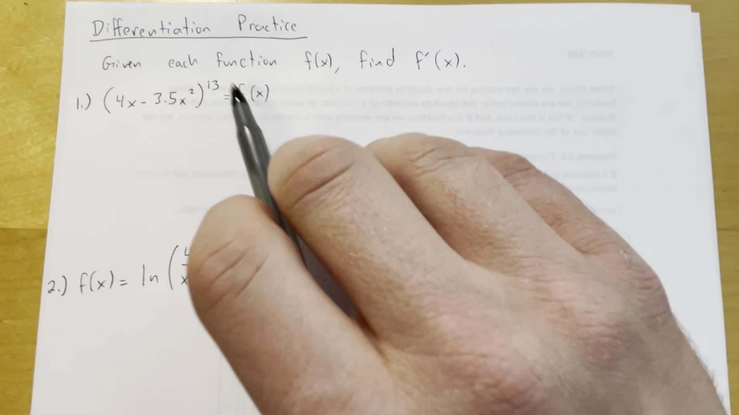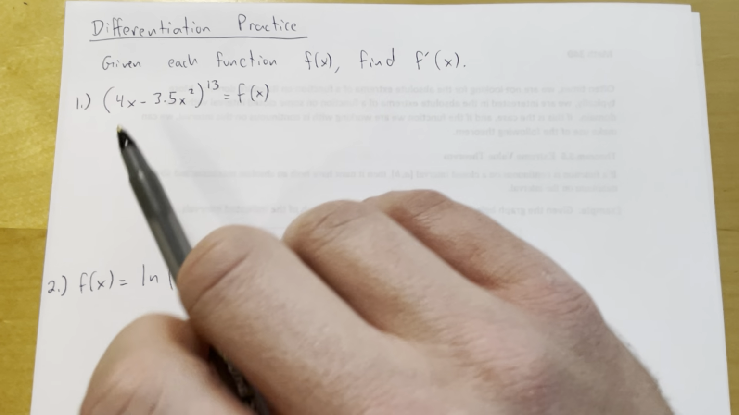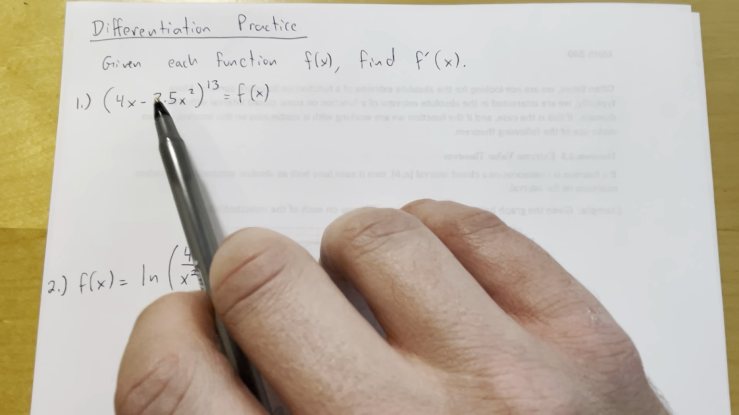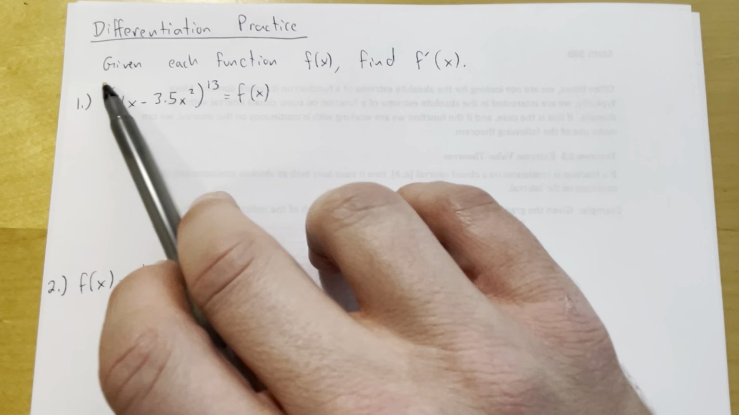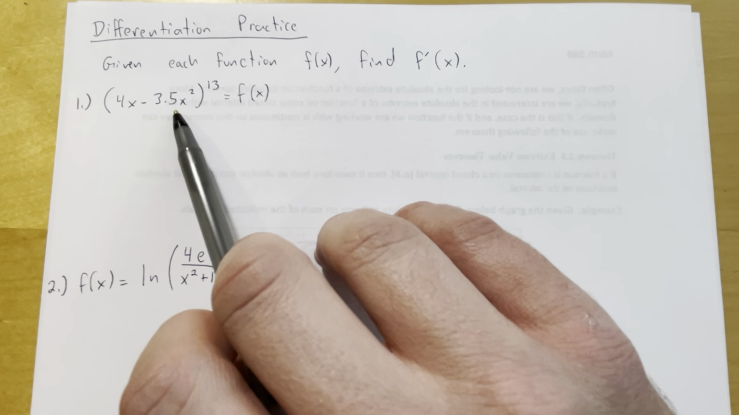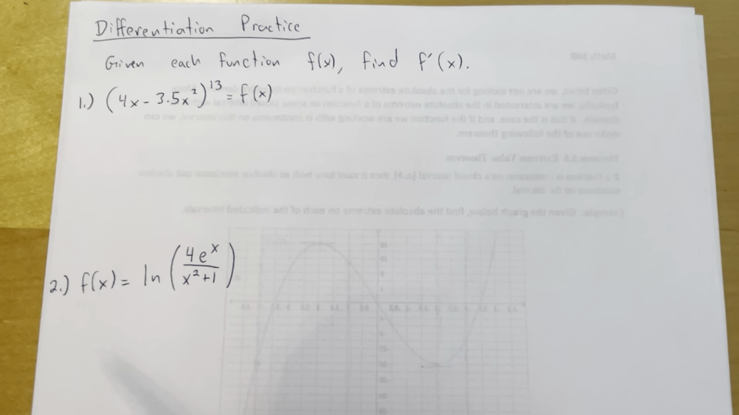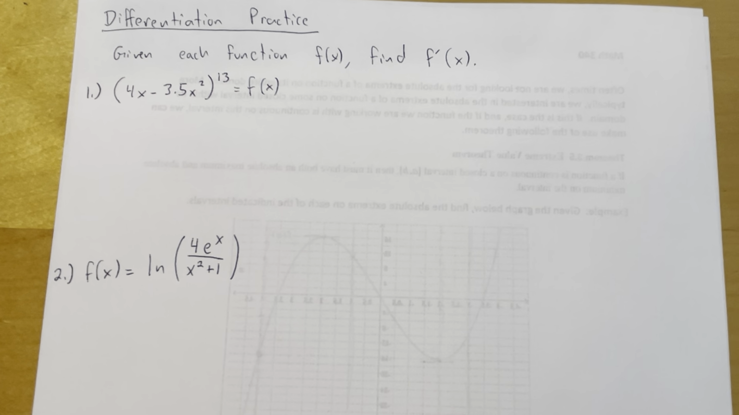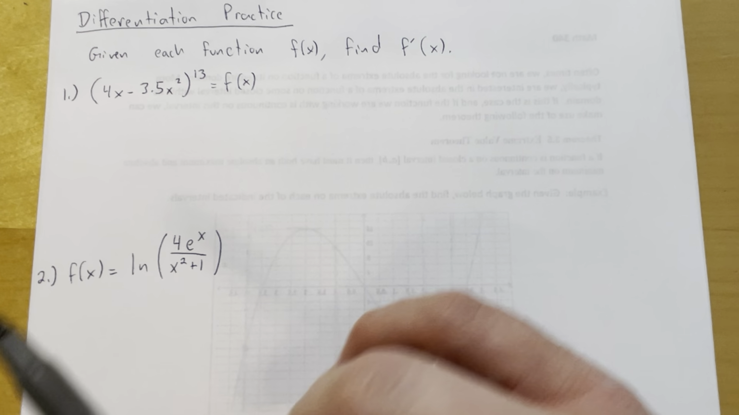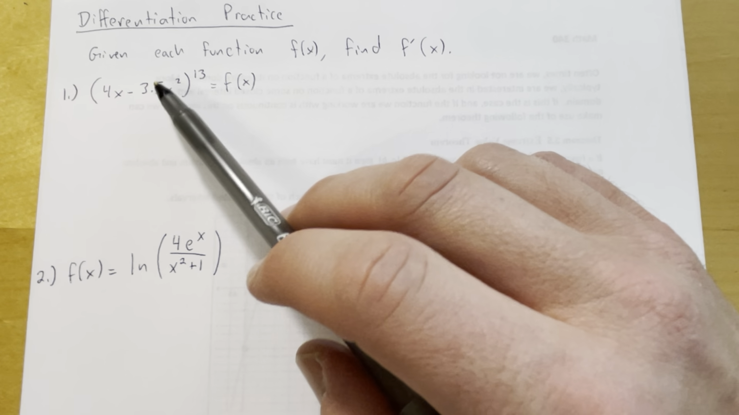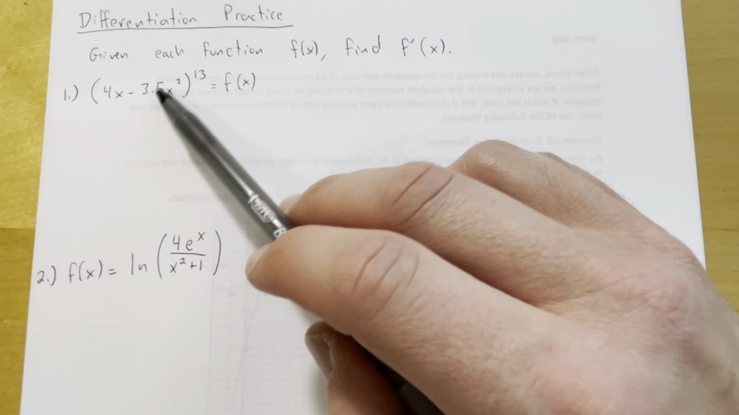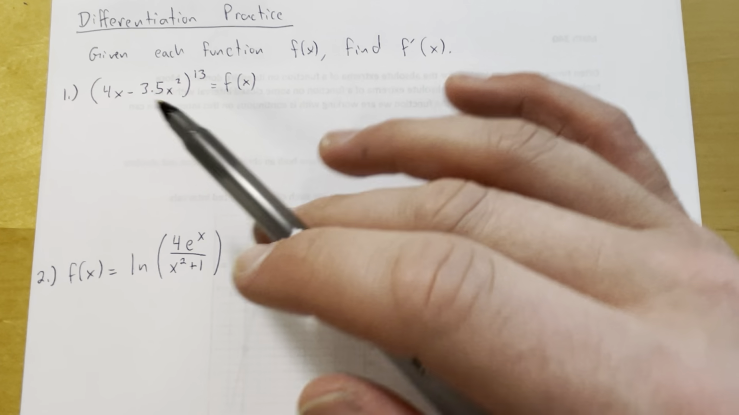Okay, f of x, which I forgot to write first, so it's on the right side like you wouldn't normally see it, but f of x is equal to the quantity 4x minus 3.5x squared all to the power of 13. So this is where you want to reach into your tool belt and figure out which of the various different differentiation rules would make the most sense here. And in this case, it's the chain rule. Remember, the chain rule works for composite functions. If I have one function sitting inside another function, I can apply the chain rule.